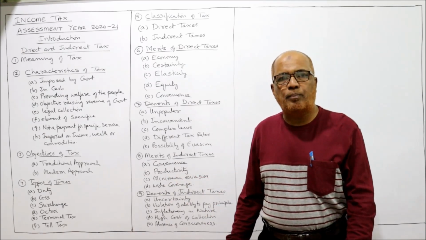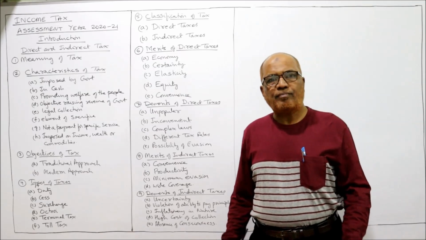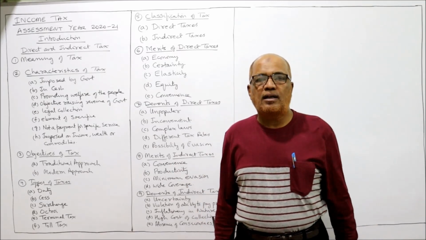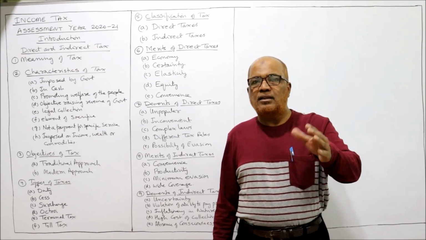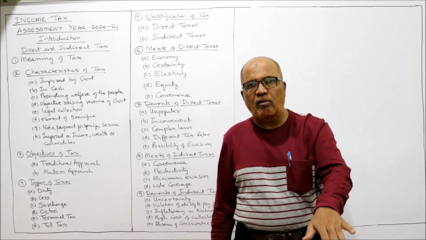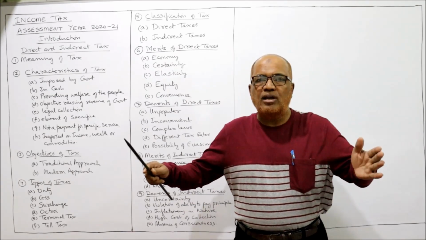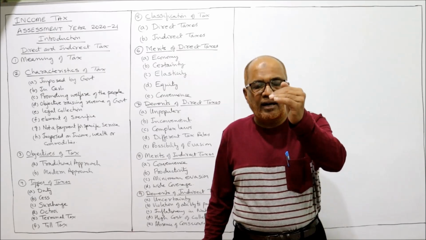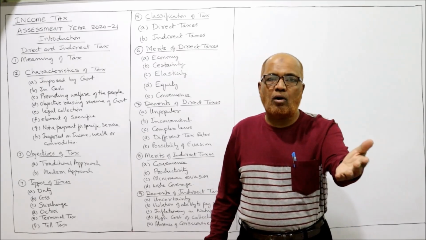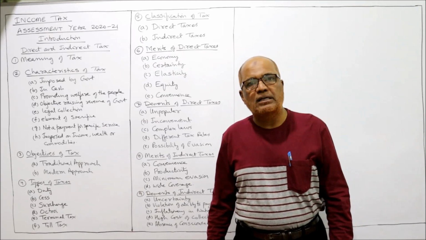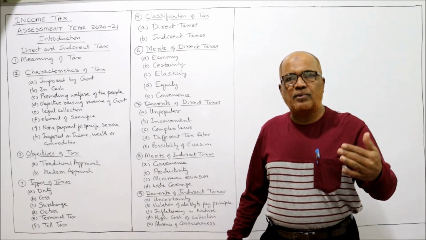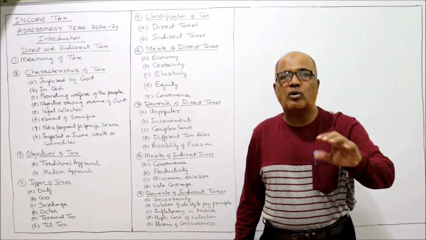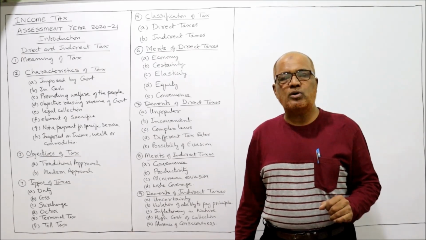The taxes are imposed. Apart from that, the government wants to bring socio-economic justice. That means if taxes are not applied, the rich will become richer, the poor will remain always poorer. The gap between rich and poor will widen. To reduce the gap between rich and poor, the government will impose the tax. So these are the traditional objectives why the government will impose the tax.